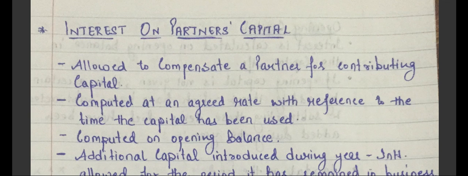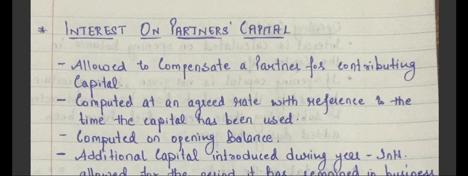Hello friends, in this lecture I am going to discuss interest on partners' capital. Although we have discussed this in detail, there are still a few points that need attention. It is allowed to compensate a partner for contributing capital. I have already discussed that a partner is losing interest on the money from the bank, so the firm is liable to pay him interest to compensate for the amount that he is contributing as capital.